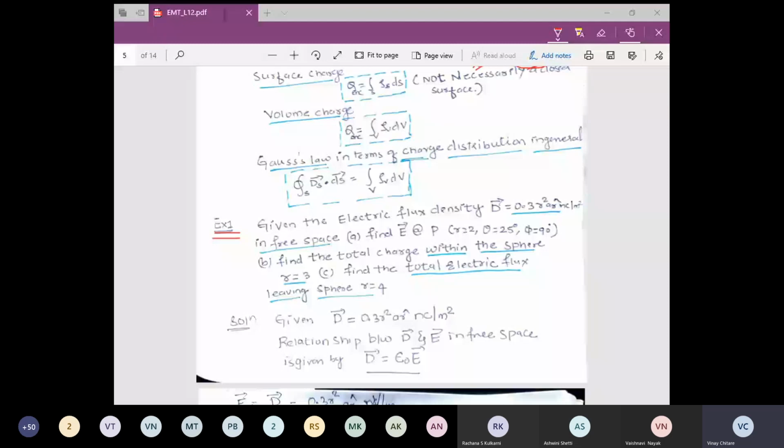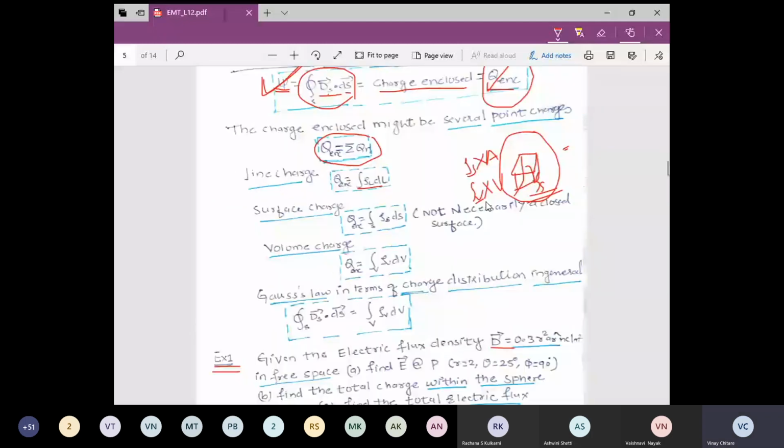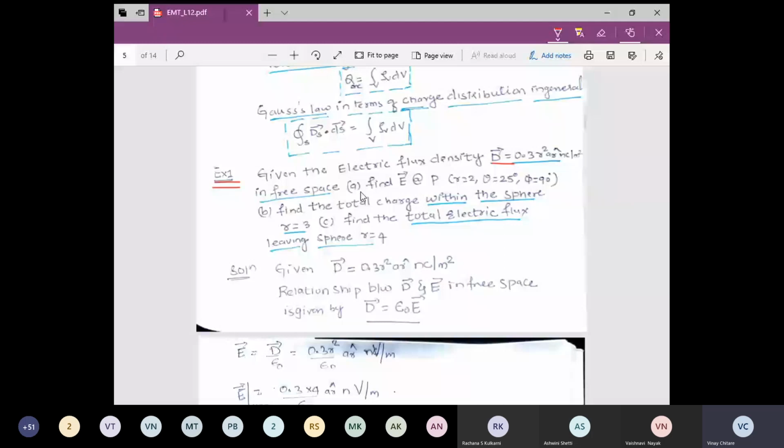Problem number one is related to Gauss's law, and you can see they have given the density, and they have given the surface on which the density is defined. Part A was to find the electric field, sorry, part A was find electric field, which is quite simple. Part B was find the total charge within the sphere.